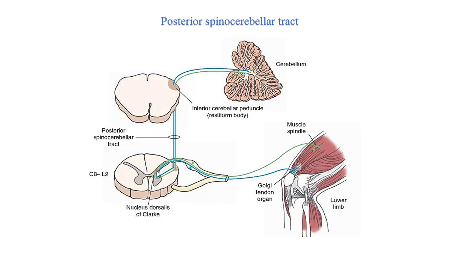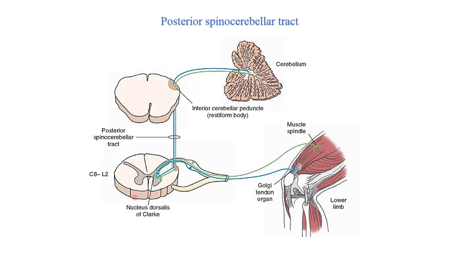Here, they synapse with the cell bodies of second order neurons in the posterior thoracic nucleus, which is also commonly known as the nucleus dorsalis or Clark's nucleus. The posterior thoracic nucleus only extends between the spinal level C8 and L3. So, central processes of the first order neurons below the level of L3 hitch a ride in the gracile funiculus to reach L3, where they can synapse with the second order neurons in the posterior thoracic nucleus.